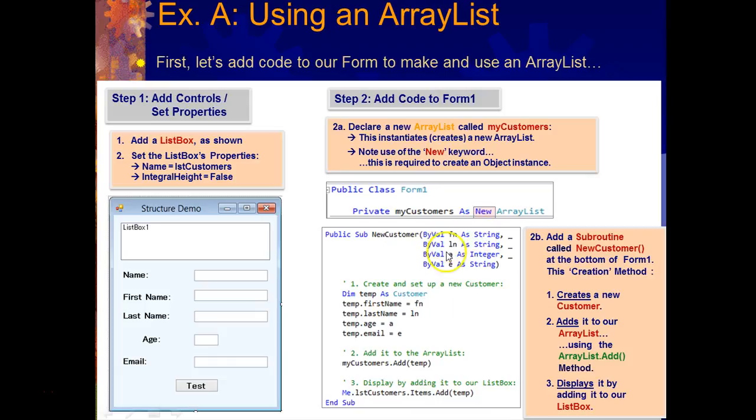Then we take this temp that we just filled in, and we add it to our array list. Remember, this is defined outside of this subroutine, so we can refer to it within our subroutine. And then we're going to add this new customer also to the list in our display here.